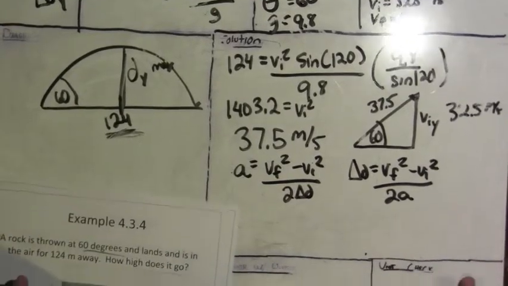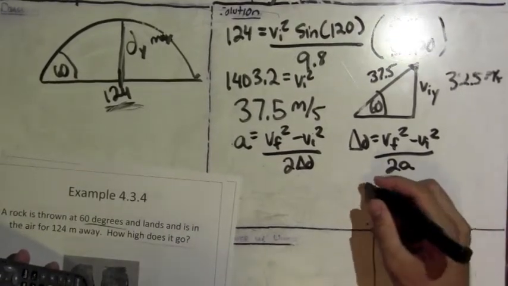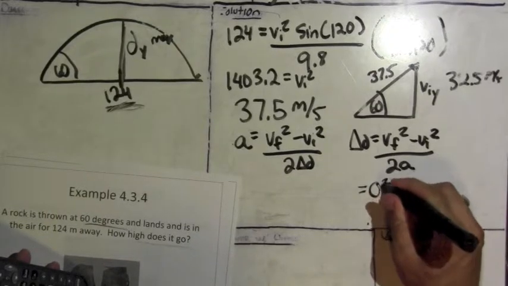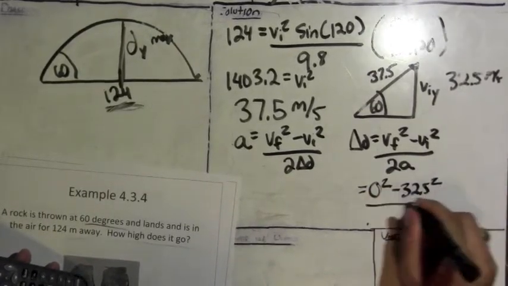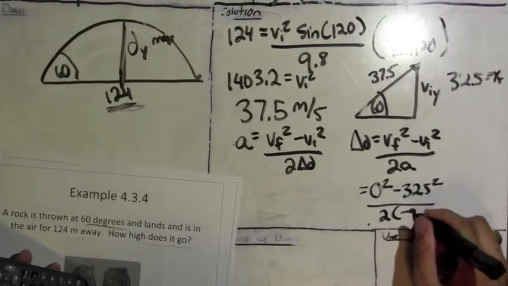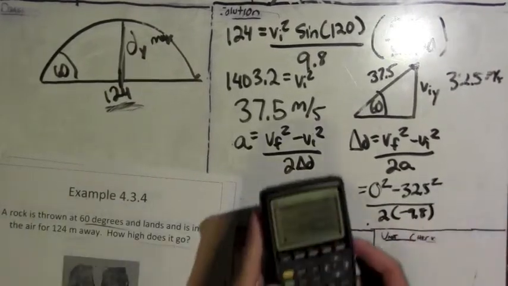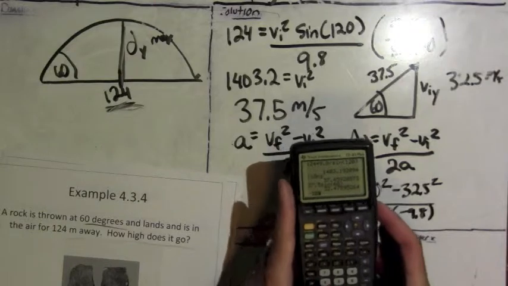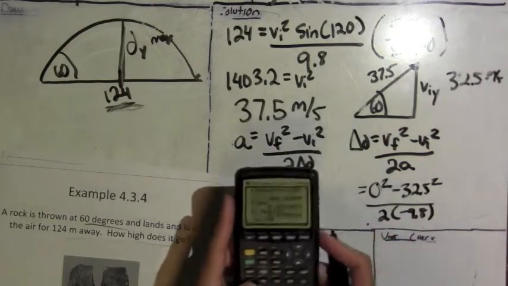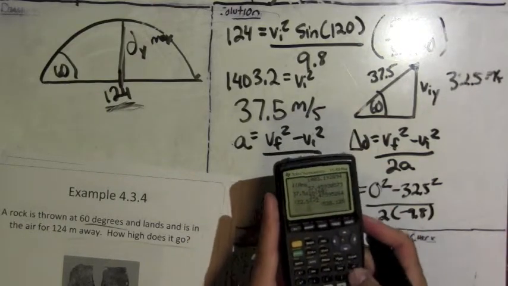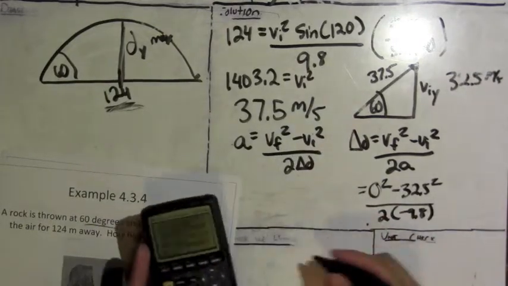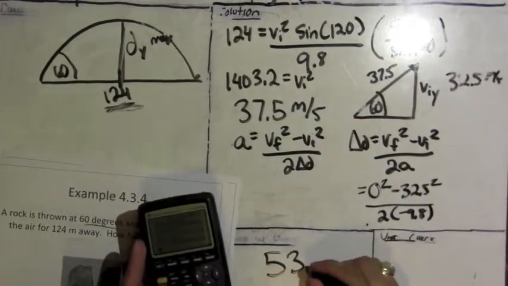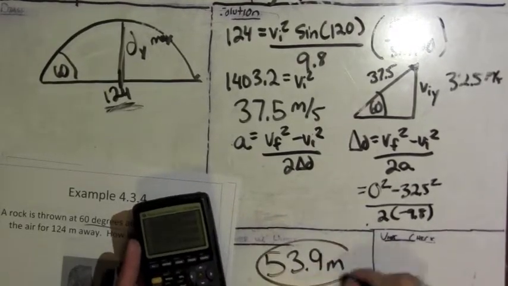We plug in our numbers and we say, okay, delta d is going to equal 0 squared minus 32.5 squared over 2 times negative 9.8. We enter that into our calculator. We say negative 32.5 squared divided by 2 divided by negative 9.8. And we get 53.9 meters.